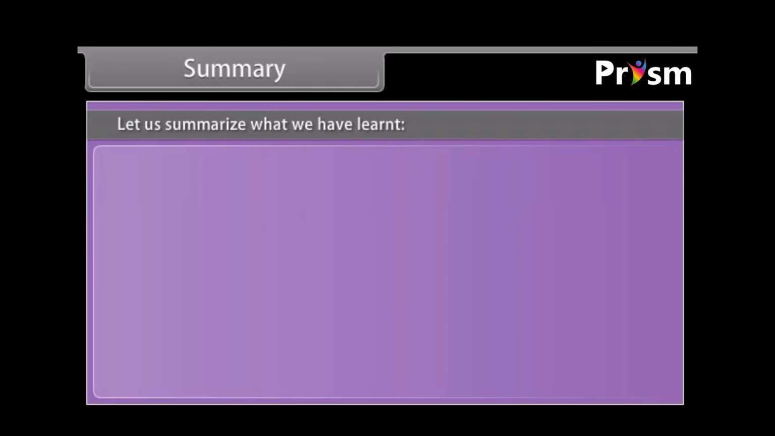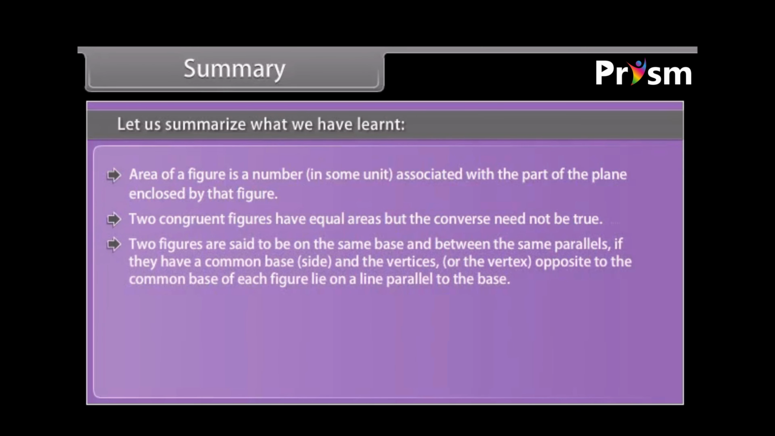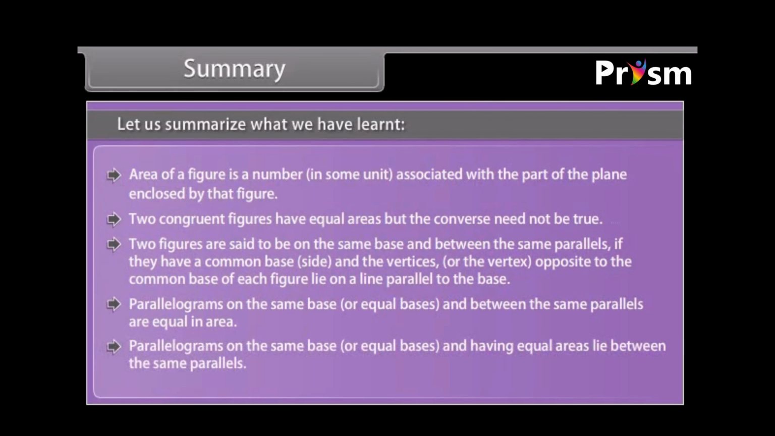Summary. Let us summarize what we have learned. Area of a figure is a number in some unit associated with the part of the plane enclosed by that figure. Two congruent figures have equal areas, but the converse need not be true. Two figures are said to be on the same base and between the same parallels if they have a common base, side, and the vertices or the vertex opposite to the common base of each figure lie on a line parallel to the base. Parallelograms on the same base or equal bases and between the same parallels are equal in area. Parallelograms on the same base or equal bases and having equal areas lie between the same parallels.